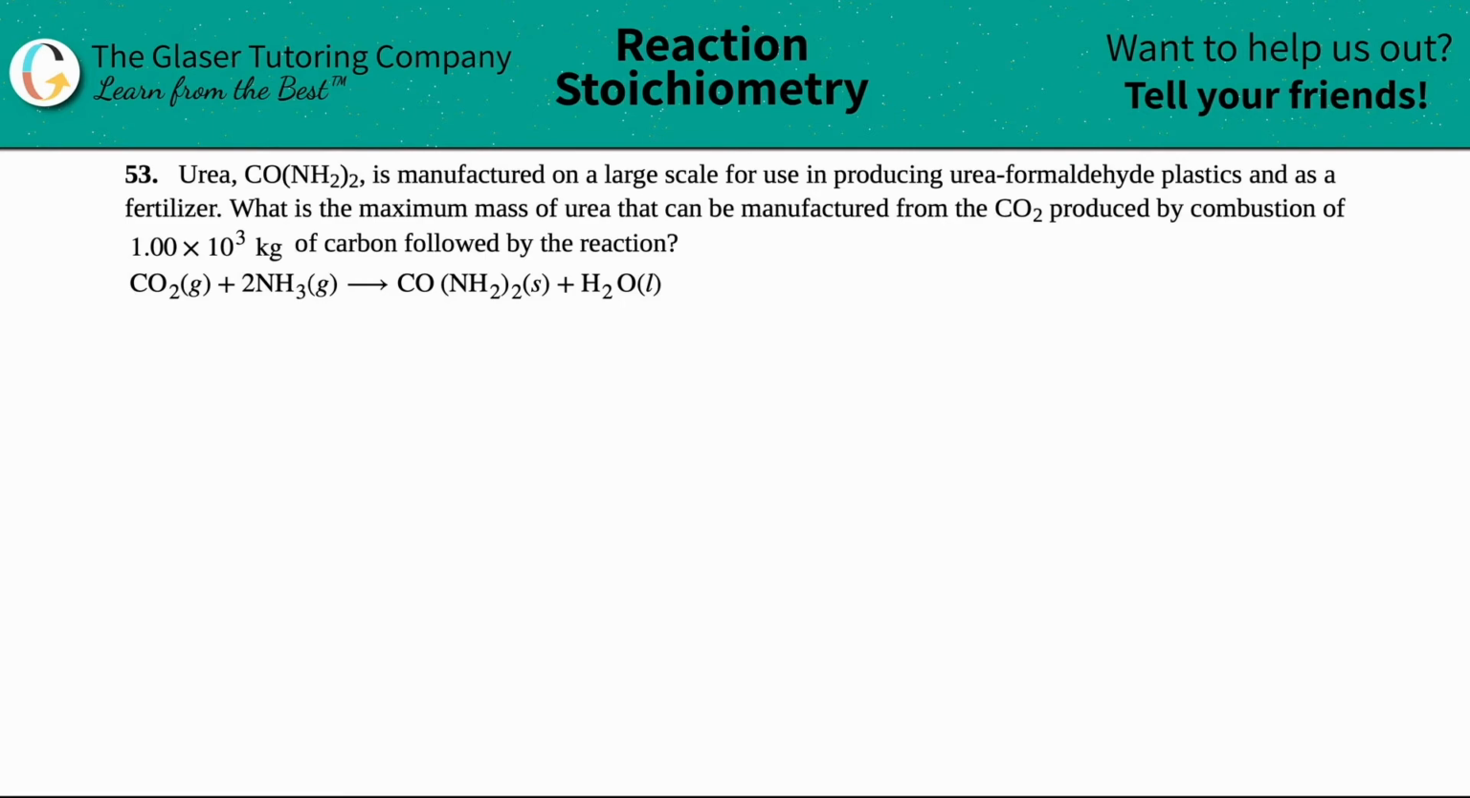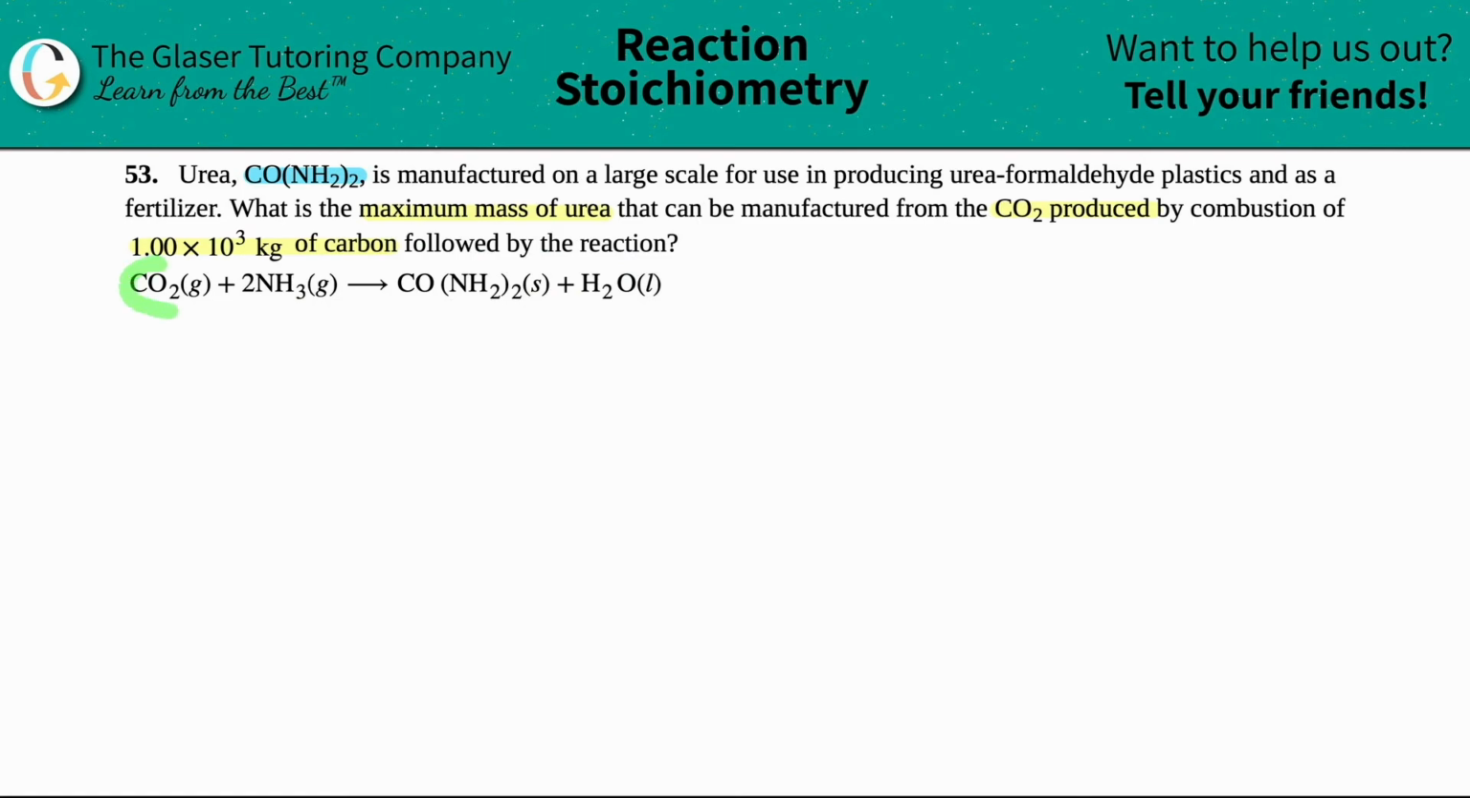Number 53. Urea, which is NH2, is manufactured on a large scale for use in producing urea-formaldehyde plastics and as a fertilizer. Fun fact. What is the maximum mass of urea that can be manufactured from the carbon dioxide, or CO2, produced by combustion of 1.00 times 10 to the third kilograms of carbon followed by the reaction? And then they give us this reaction right here.